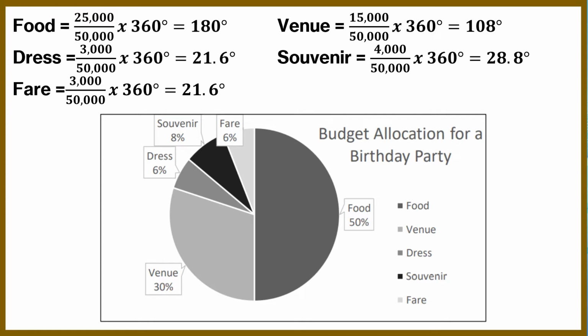For example, 25 divided by 50, multiplied by 100, that is 50%. Then, for the dress, 3,000 divided by 50,000, multiplied by 100, so its percentage is 6%. And also for the fare, 6%. For the venue, 15,000 divided by 50,000 multiplied by 100, we get 30%. And for the souvenir, 4,000 divided by 50,000 multiplied by 100, we get 8%. So, the percentages are also indicated so it is easier for us to see the size of the portion in each category. Okay.